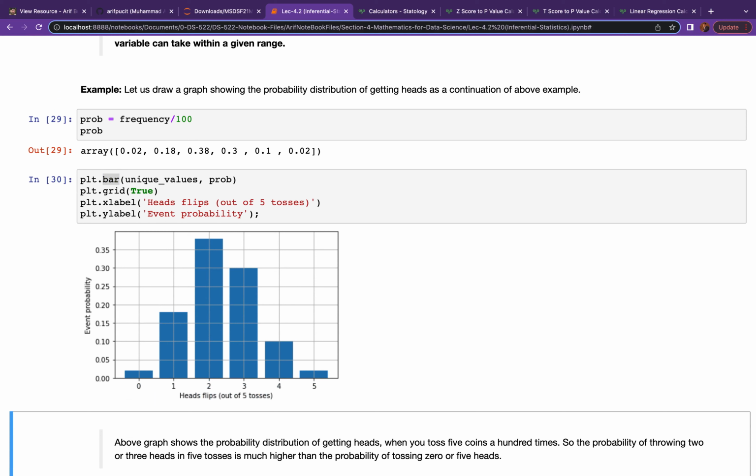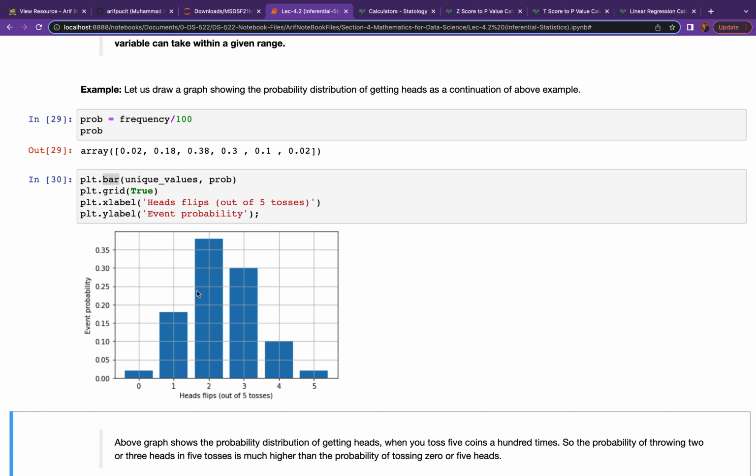Well, great. Over here you have the head flips: 0 head, 1 head, 2 head, 3 head, 4 head, and 5 head. And along the y-axis we have the event probability. Naturally, from here you can observe that the probability of getting 0 heads and 5 heads is quite less, around 0.02, and the probability of getting 2 heads is the maximum, that is 0.38.